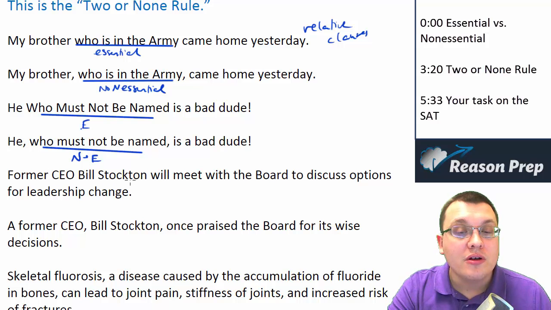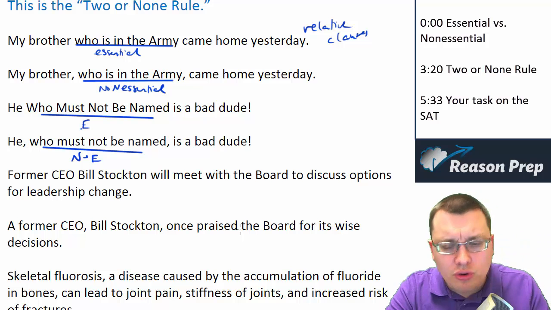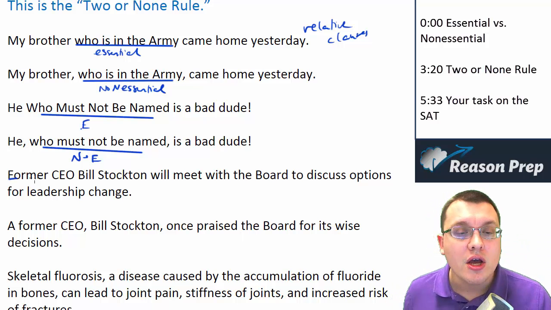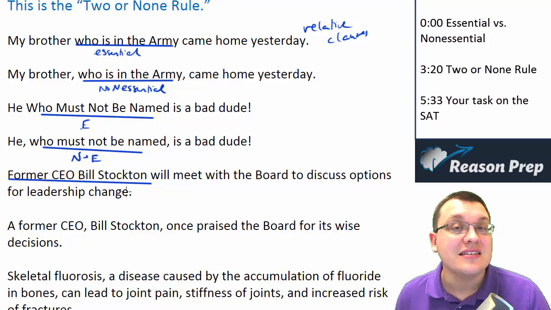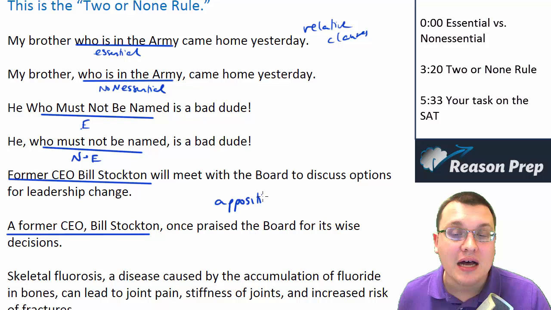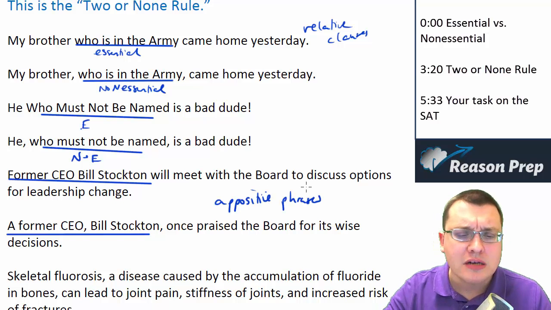Former CEO Bill Stockton will meet with the board to discuss options for leadership change. A former CEO, Bill Stockton, once praised the board for its wise decisions. So 2 kind of different sentences, but basically doing the same thing here. Former CEO Bill Stockton is essential. We don't need to use commas. Here, Bill Stockton is non-essential. We do use commas. These are examples of appositive phrases, which we'll go into more detail about in a couple of videos from now.